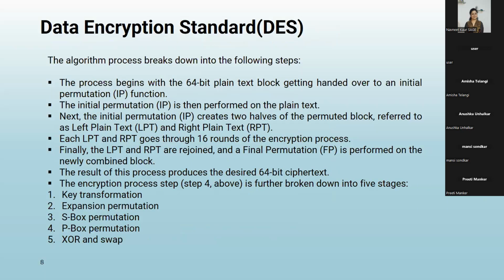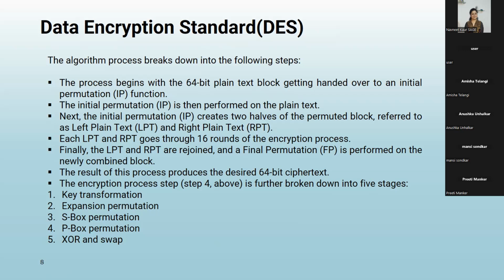DES, that is Data Encryption Standard. The algorithm process breaks down into the following steps. The process begins with a 64-bit plain text block handed over to an initial permutation. Then IP is performed on the plain text. The initial permutation creates two halves referred to as LPT and RPT, that is left plain text and right plain text. Each of LPT and RPT goes through 16 rounds of the encryption process.